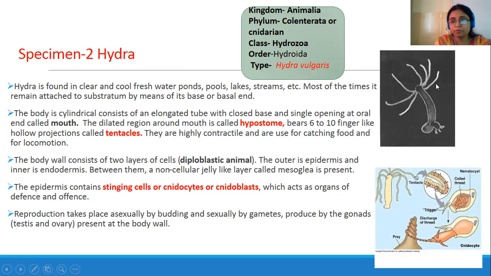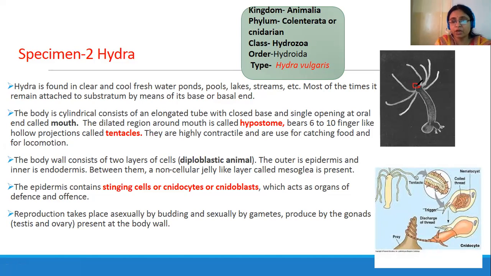Now, here you can see the body. When we see into the body of this hydra, the body of the hydra is cylindrical. It is tube-like with a closed base at one end. So this is the basal end with the help of which it remains attached to the substratum. And a single opening is there at the anterior end, at the oral end. This is called the mouth. So this is the mouth which is situated at the anterior end. Terminal opening is there, which is called a mouth.